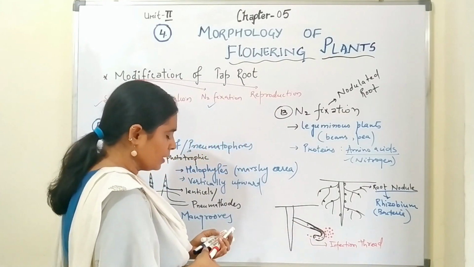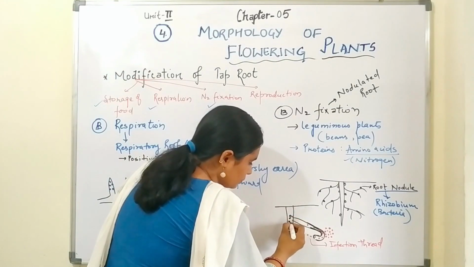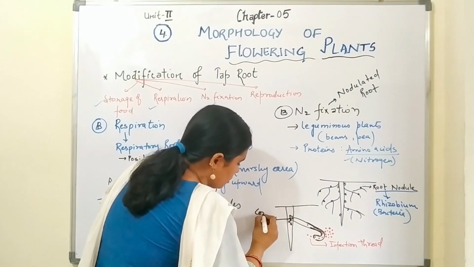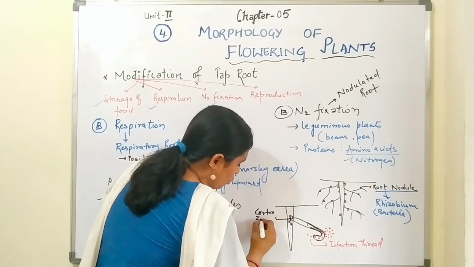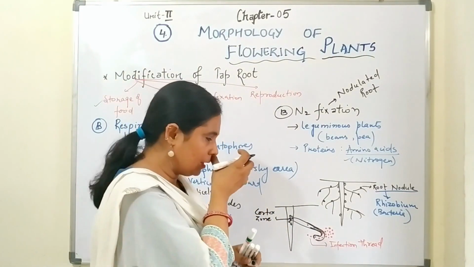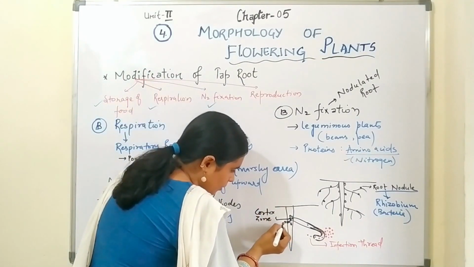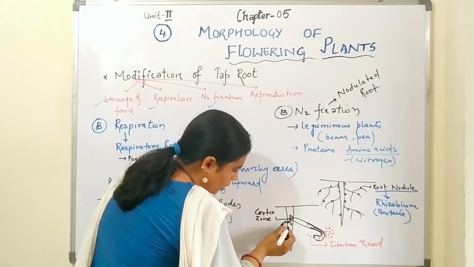Now, these bacteria will reach up to the cortex zone or the cortex tissues of the root. There they will stimulate the cells to divide quickly, and they will form a nodule.